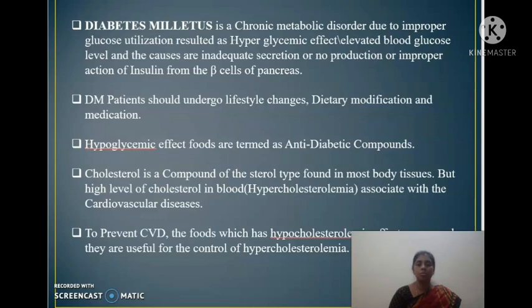Cholesterol is a compound of sterol type which is found in most body tissues. But a high level of cholesterol present in blood is called hypercholesterolemia. Hyper is nothing but increased level. That hypercholesterolemia is associated with cardiovascular diseases. To prevent cardiovascular disease, foods which are rich in hypocholesterolemic effect, that is, which help to lower the cholesterol level in the blood, are useful to control the hypercholesterolemia.